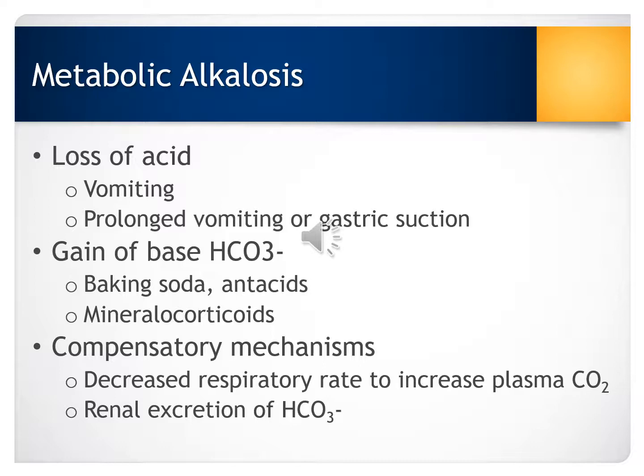Metabolic alkalosis can result from a loss of acid. This can occur from prolonged vomiting or in someone who has gastric suction for an extended period of time. It can also result from a gain of too much base, such as someone ingesting too much baking soda or antacids. It can also happen to patients on high levels of mineralocorticoids. As the compensatory method for metabolic alkalosis, you would see the patient having a decreased respiratory rate, and this would increase the plasma levels of CO2. You may also see renal excretion of the bicarb.